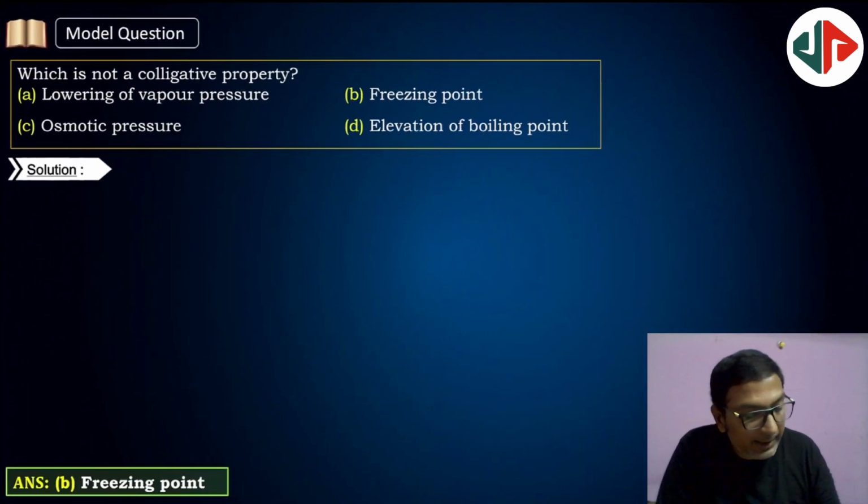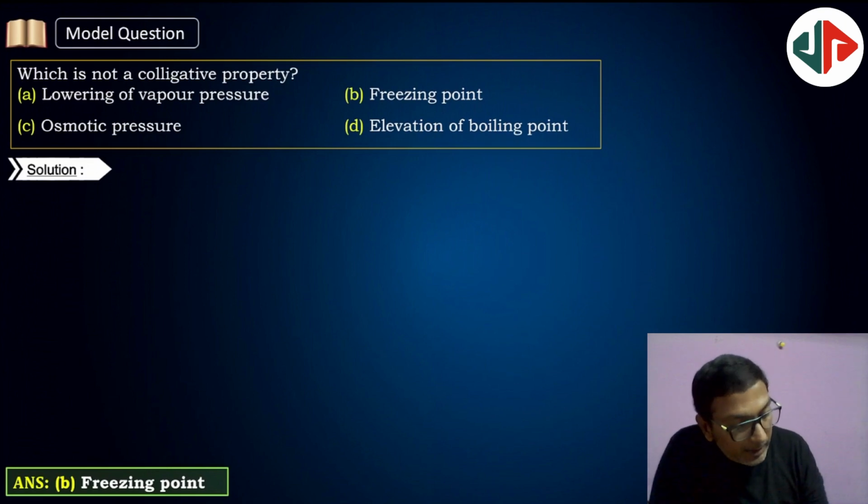So which is not a colligative property? So your colligative properties are right here.